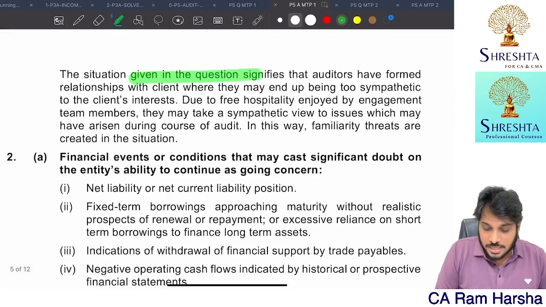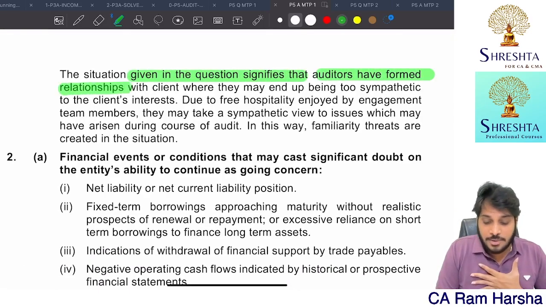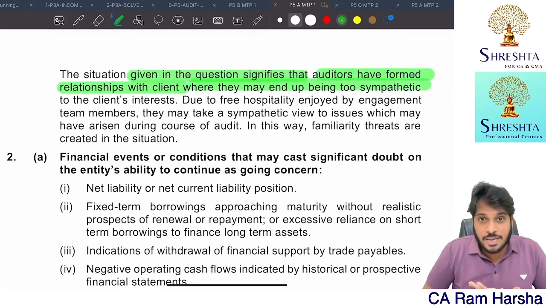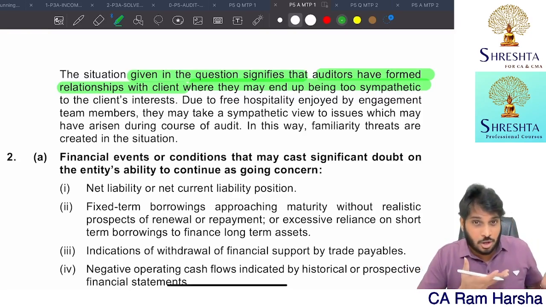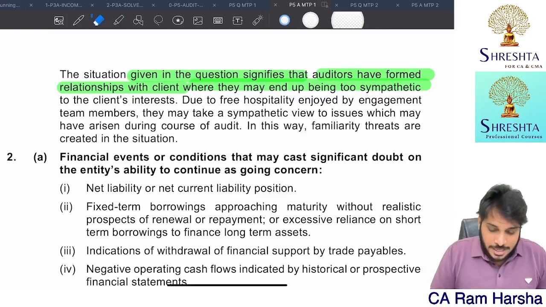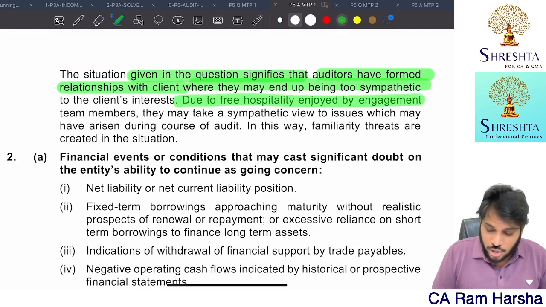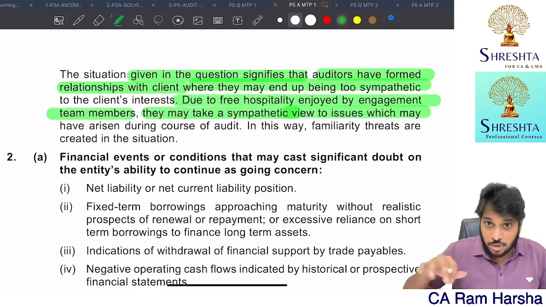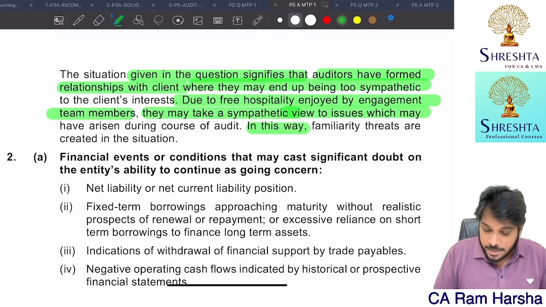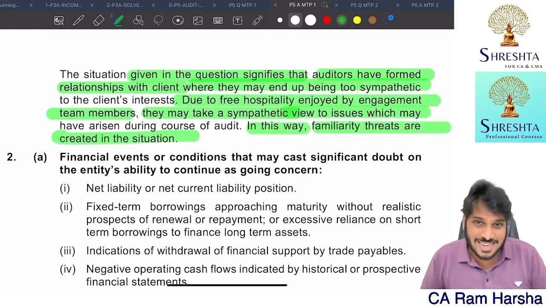This situation signifies that auditors have formed a relationship with the client where they may end up being too sympathetic. He is doing so much for us. Why should we report all these misstatements? Due to free hospitality enjoyed by the engagement team, they may take a sympathetic view to the issues that we identify in audit. In this way, familiarity threats have been created in this situation.